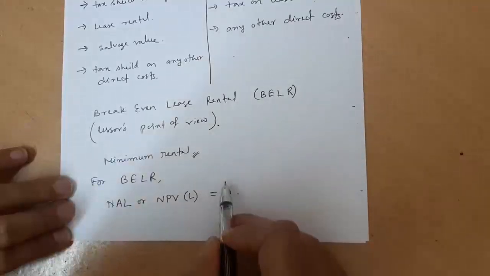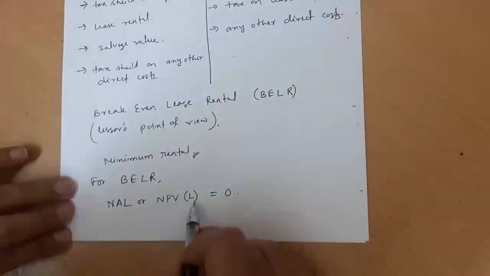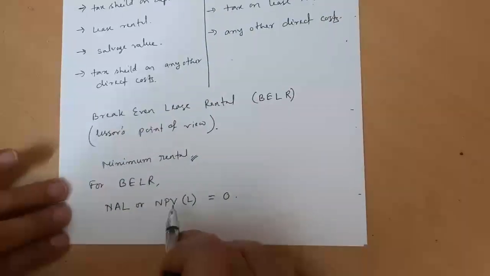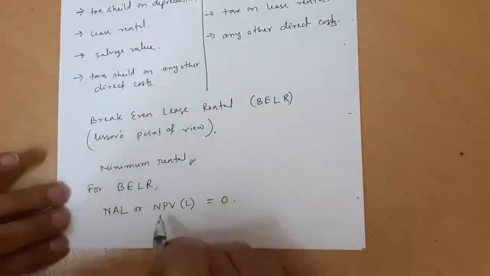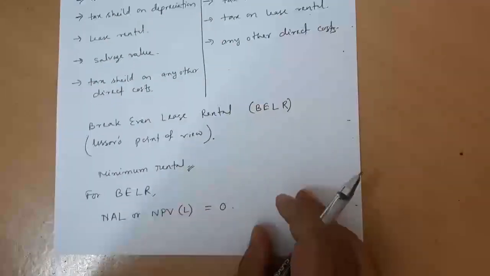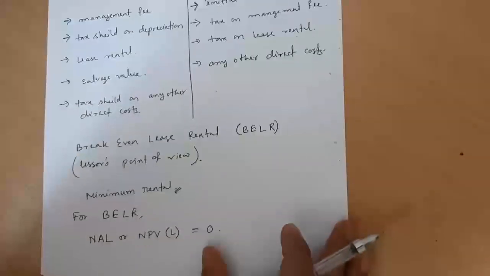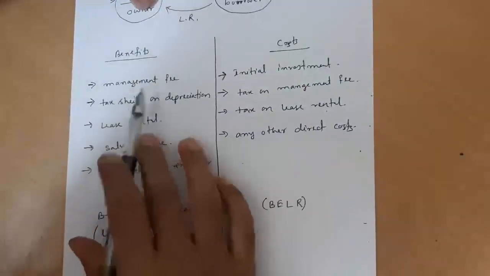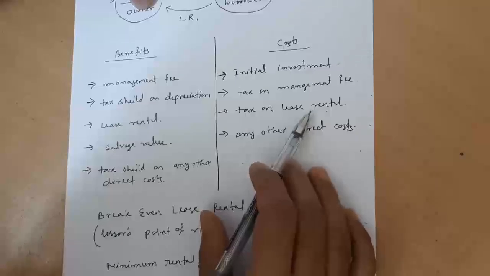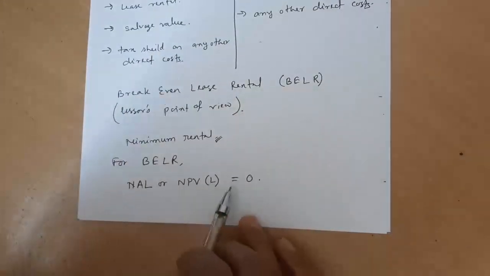So break-even lease rental is the condition where the net advantage of leasing is going to be 0. That is the condition where it is neither profit nor loss for the lessor. Now we'll see how to find the BELR for a lessor. For that you will require the benefits and the cost, because to find the BELR you will make the net advantage to leasing 0.